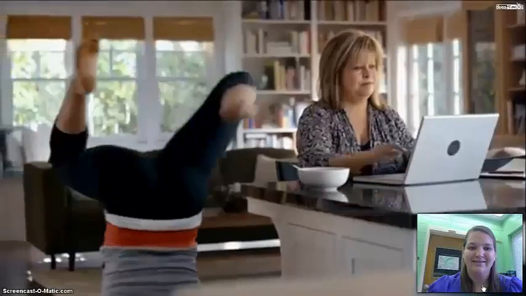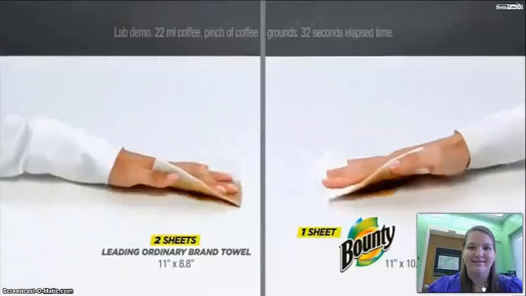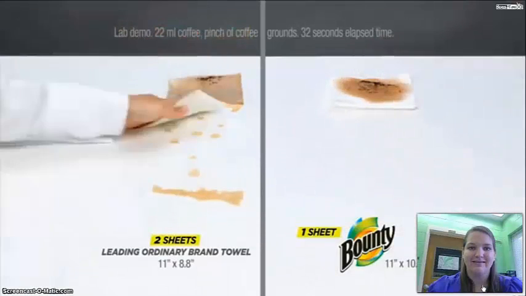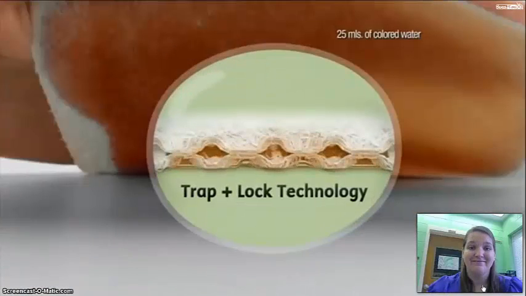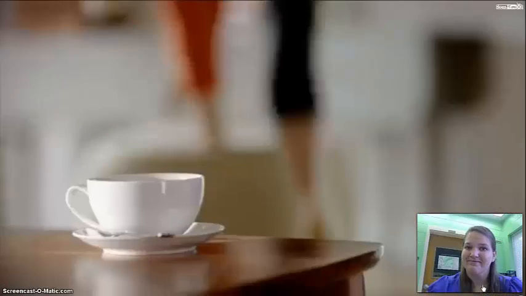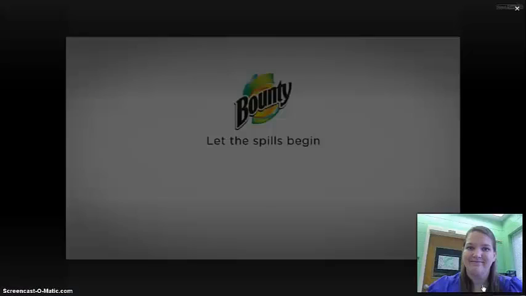Letting her home be turned into a training facility? This Olympian's mom has been doing it for years. She's got Bounty. In this lab demo, one sheet of new Bounty leaves this surface cleaner than 2 sheets of the leading Ordinary brand. Bounty has trap and lock technology to soak up big spills and lock them in. Let the spills begin. P&G, proud sponsor of the Olympic Games.